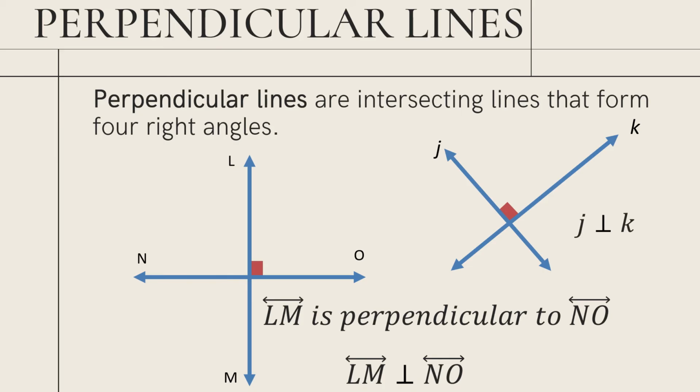To prove that two lines are perpendicular, you must show that one of the following theorems is true. First, if two lines are perpendicular to each other, then they form four right angles. Second, if the angles in a linear pair are congruent, then the lines containing their sides are perpendicular. And third, if two angles are adjacent and complementary, the non-common sides are perpendicular.